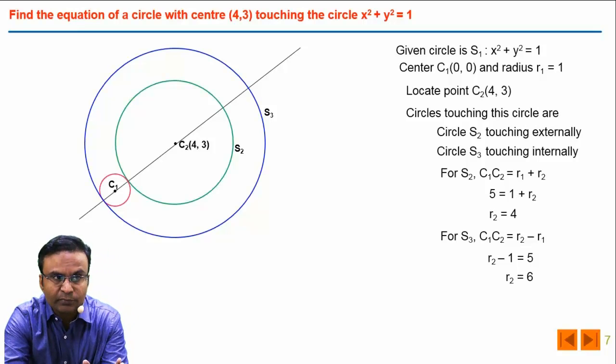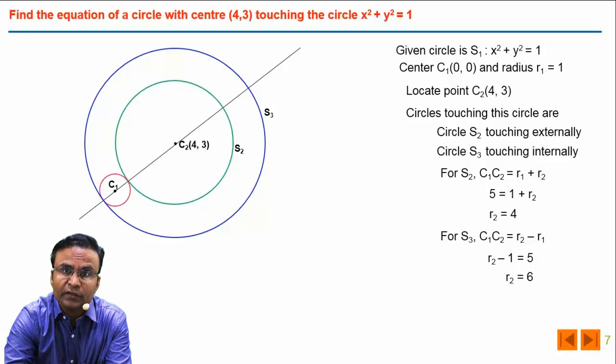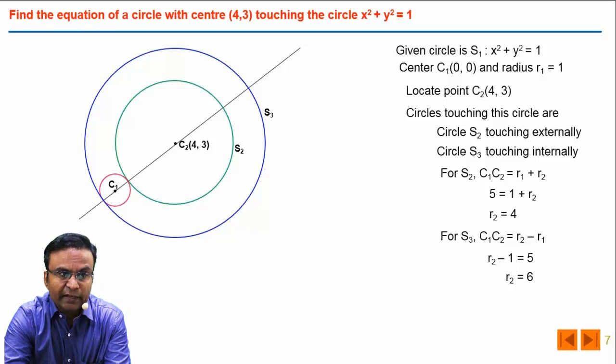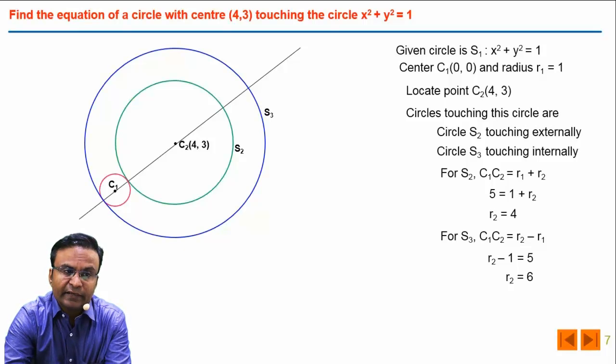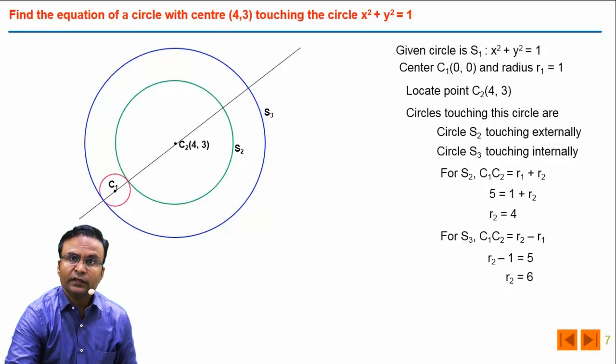We can see that this blue circle, S3 circle, is the bigger one, its radius is more, while the green circle is the smaller one, its radius is less. So we got the radii of both the circles. Center is there. We can find the equation using center-radius form.